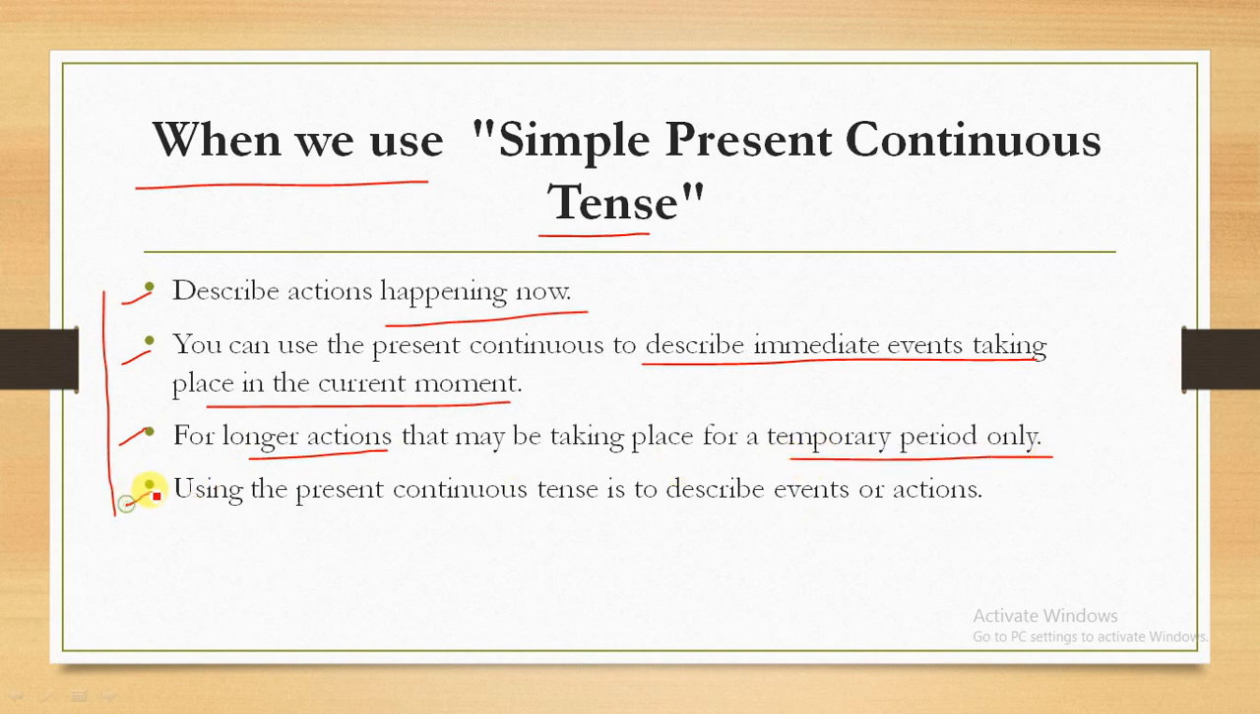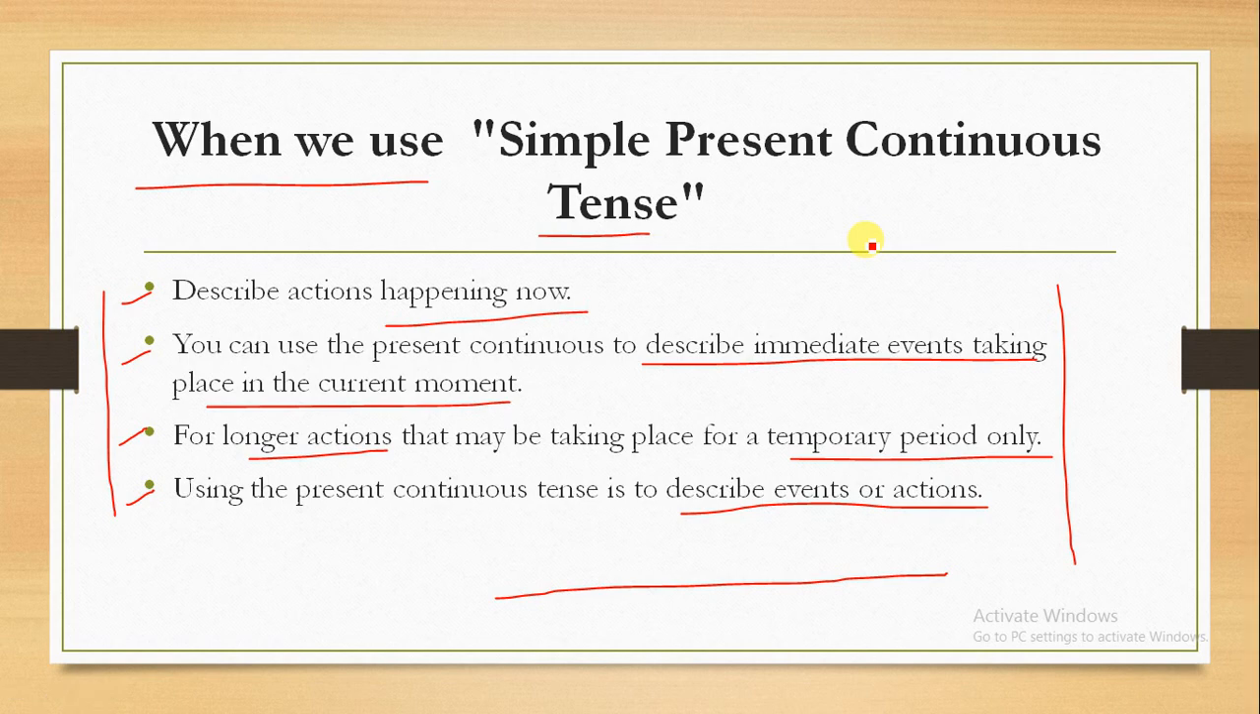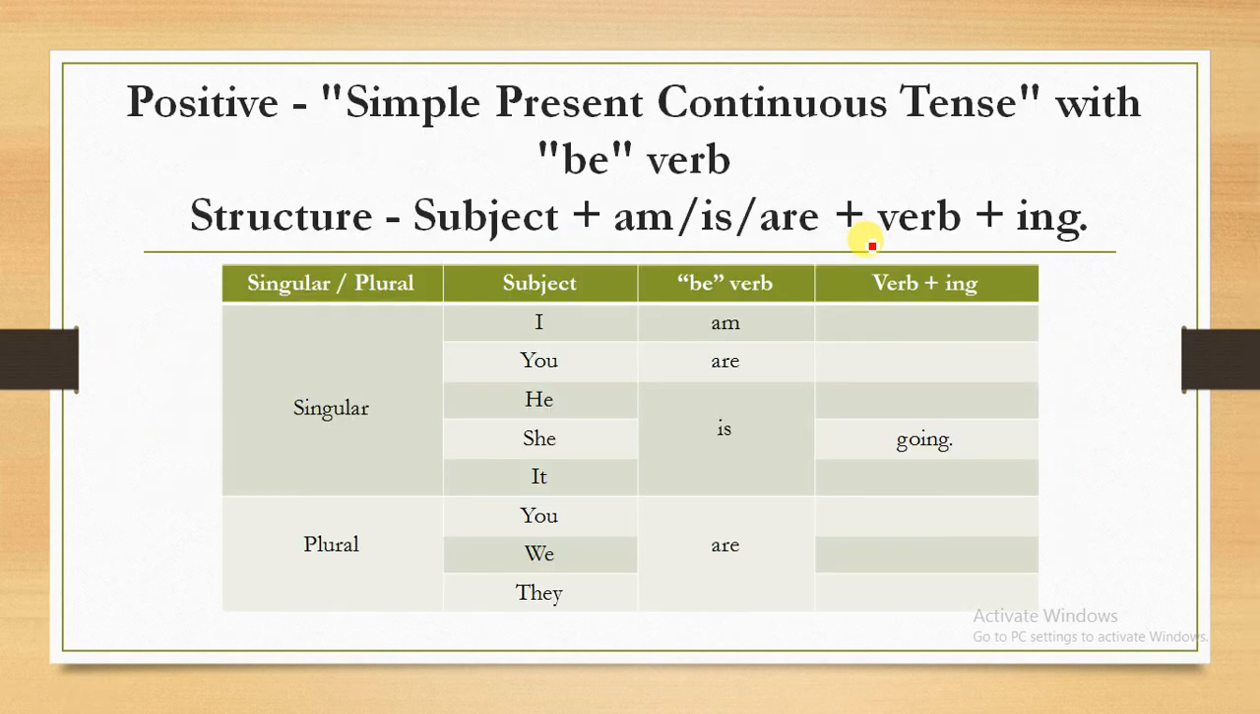Then the present continuous tense is used to describe events or actions, meaning any action that is happening right now. For example, I am teaching about the simple present continuous tense. This is an ongoing activity, meaning it comes under this tense. Those activities that are happening now come in the simple present continuous tense.